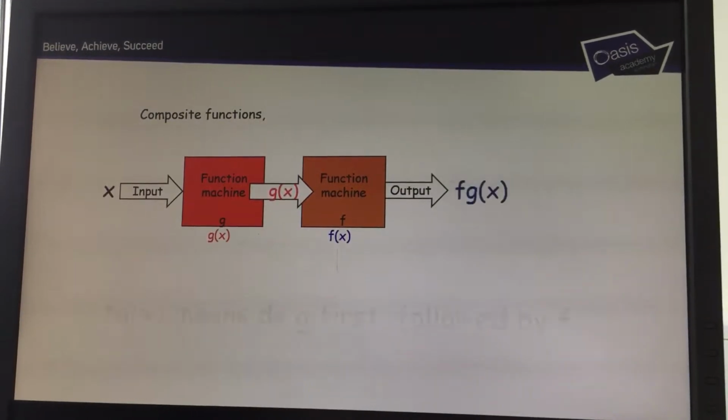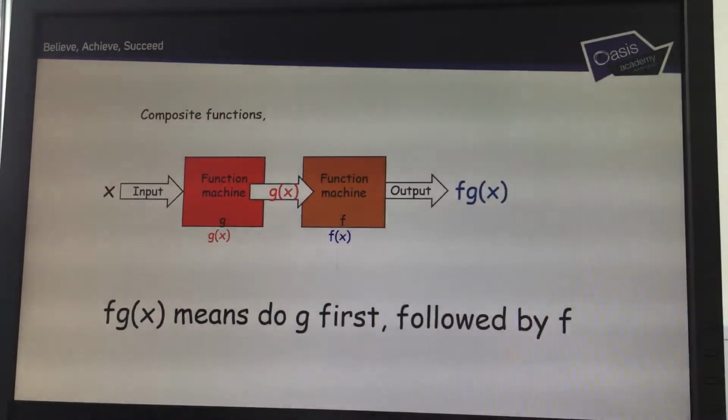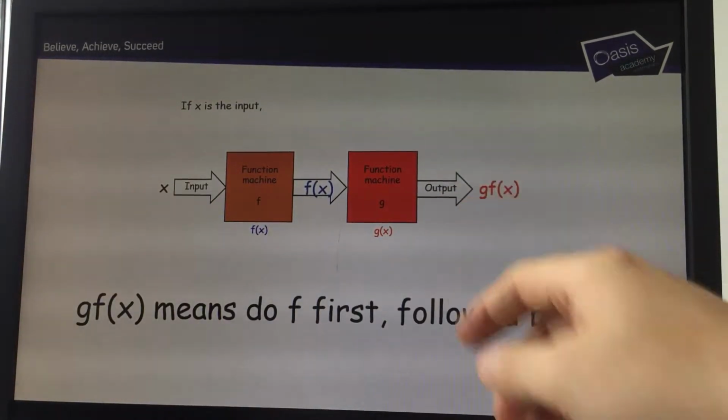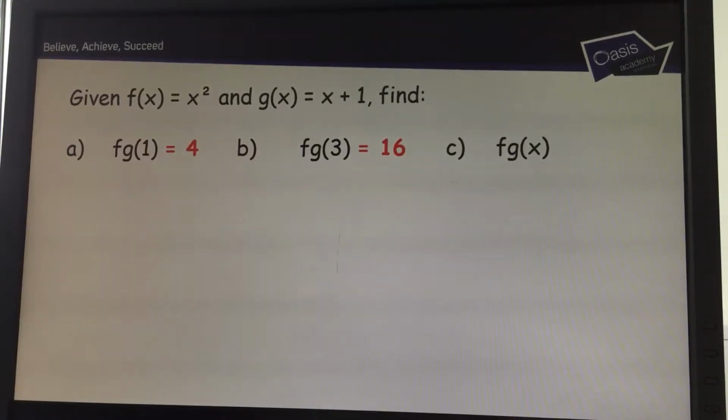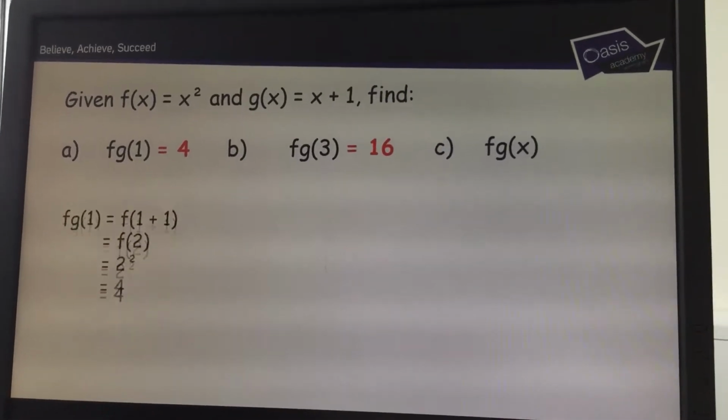And this is just a quick reminder about functions. The order is x into g, g into f. This one, x into f, f into g. So it's going from the right. This one is saying put 1 into g, then put that answer into f. So let's have a look at that.